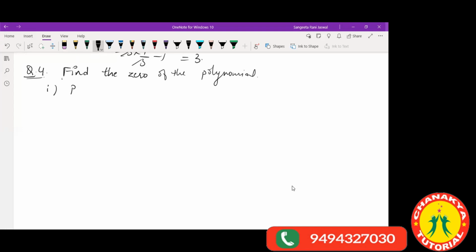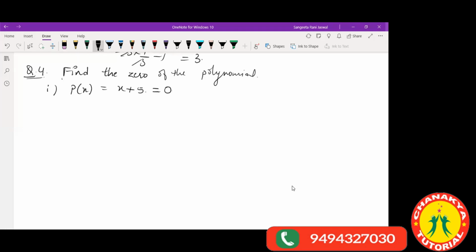Let's see the first one. The polynomial is given as x plus 5. This is a small polynomial equation. We just have to find the value of x here. For what value of x does this equation become equal to 0? Are you understanding, children? Yes, ma'am.